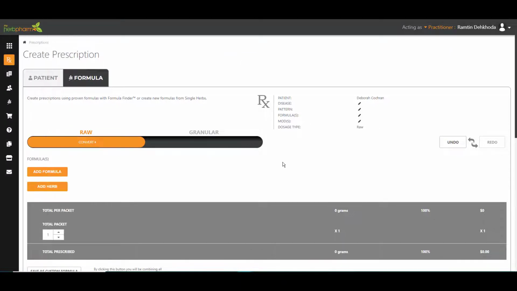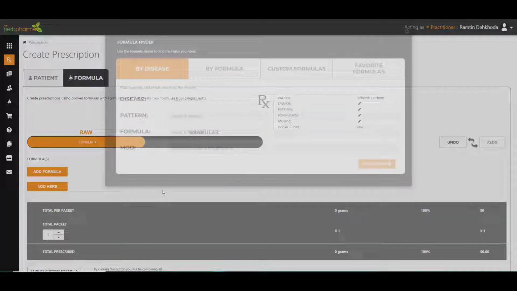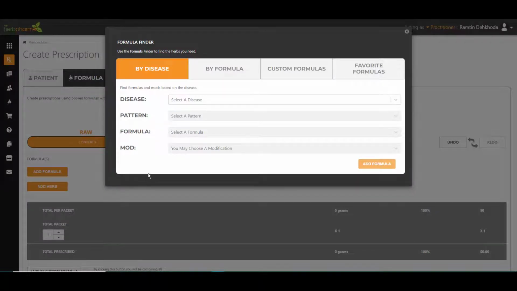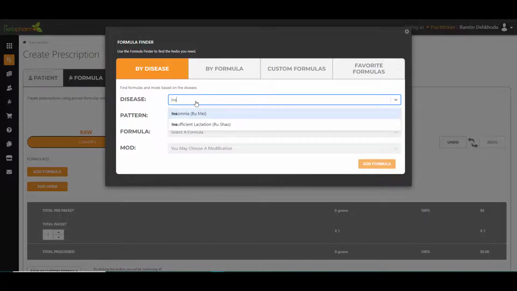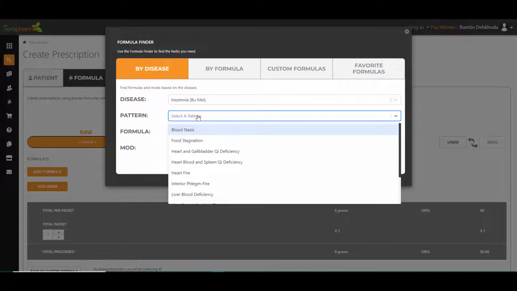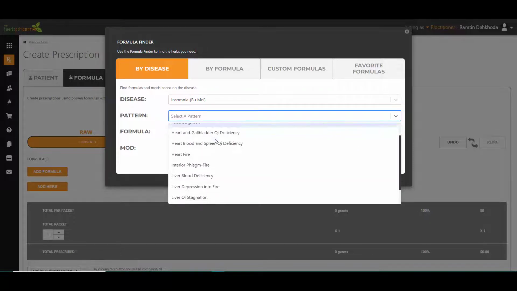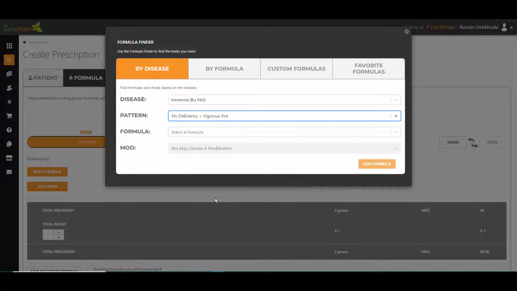Let's go ahead and start by clicking the Add Formula button here. From this point, you can decide if you want to get some help finding a formula by using the by disease tab here, or we could go in and type in insomnia. There we go. It'll give you the correlating patterns, some common ones. In our case, today we're discussing yin deficiency. Here we go. Here's a somewhat comparable one.